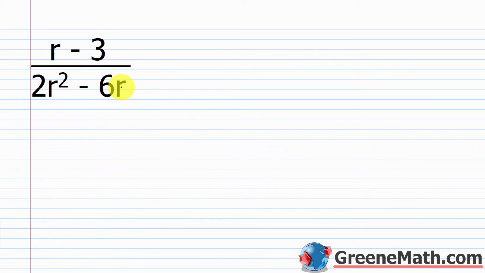So again, the first thing you want to do, just like when you worked with fractions and you were told to simplify them, you want to factor your numerator and denominator completely. So in the numerator, r minus 3 is not going to factor, so you're just going to leave that as it is. In the denominator, the 2r squared minus 6r, I can pull a 2r out and set it out in front of some parentheses because that's common to each. And then inside of the parentheses, I would have an r minus a 3.